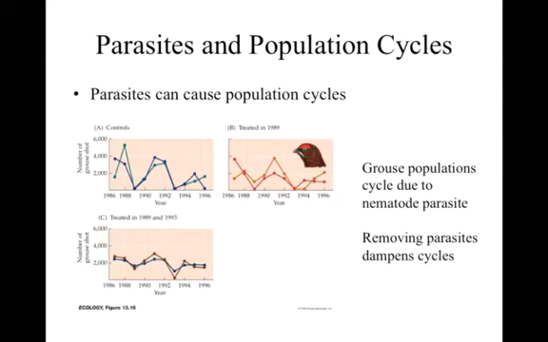In another population, that's the bottom figure, the nematode was treated for in both 1989 and 1993. And you'll see there's still some population cycles, but they're a lot shallower. It's a lot more damped. It's almost constant population size. And so what you see is that removing the parasite actually dampens the cycle. And that shows us that the parasite is driving the cycles in the grouse population.